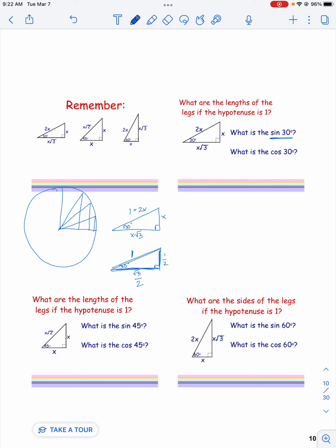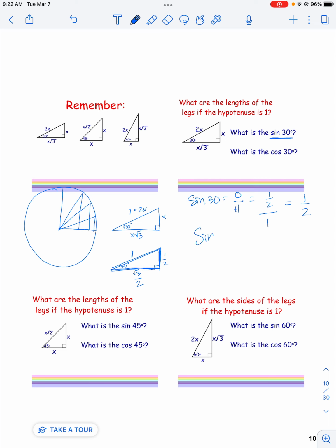So if I'm asking about the sine of 30 degrees, the sine of 30 degrees is going to be equal to the opposite over the hypotenuse. That's going to be equal to the side opposite, 1/2, over the hypotenuse, which is 1, it's just going to be 1/2. When I'm talking about sine, I'm really talking about the y value.